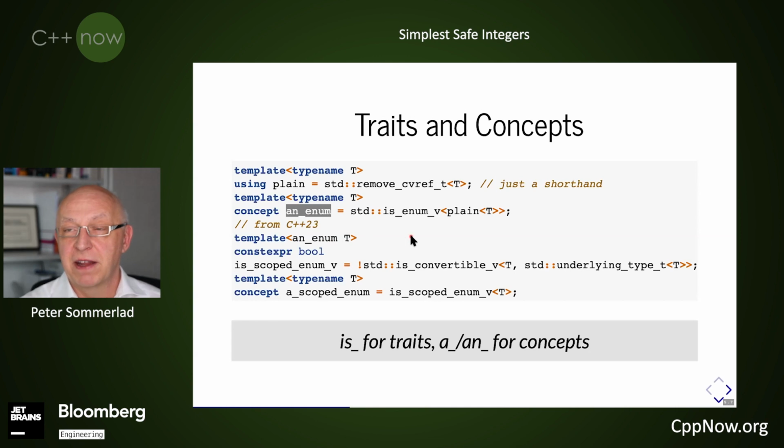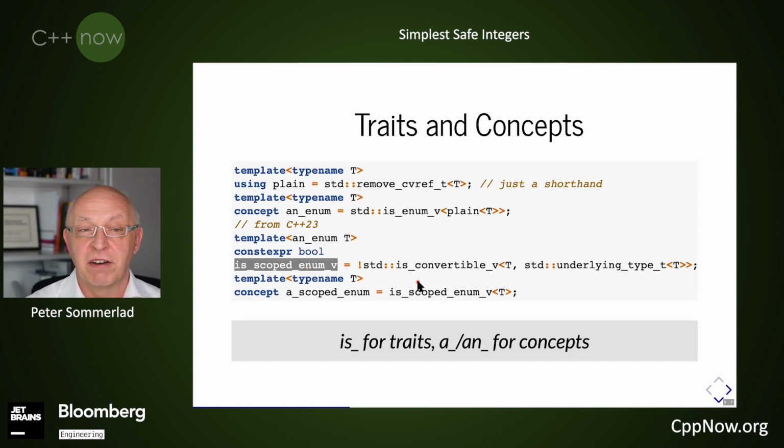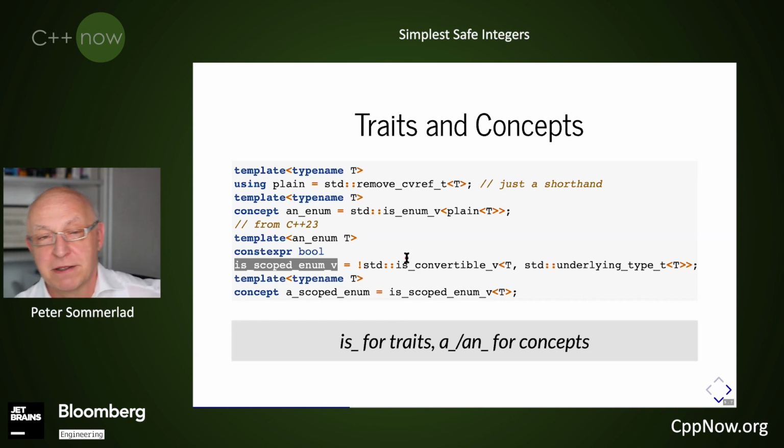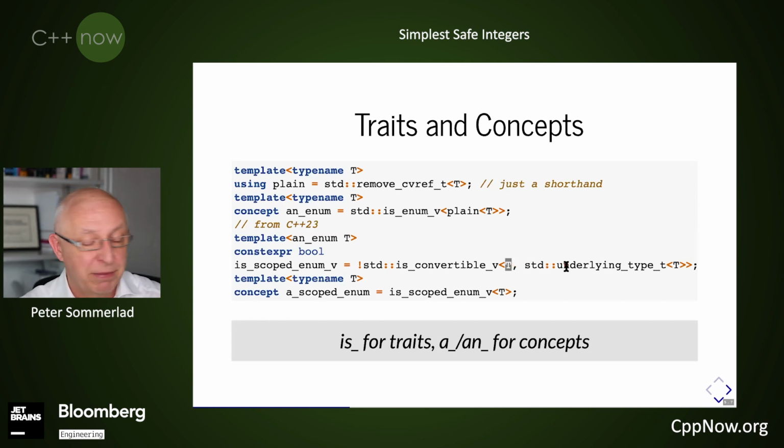With that concept that I just defined, an enum, I can actually constrain now my other traits that I'm about to define. So the next concept, the next trait, is only applicable to enum types, and then we define a constexpr variable to see if it's a scoped enum. That's a trick that's actually proposed and accepted for C++23, where you check if the actual enum type is implicitly convertible to its underlying type.